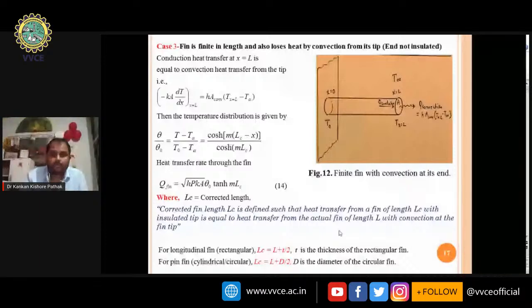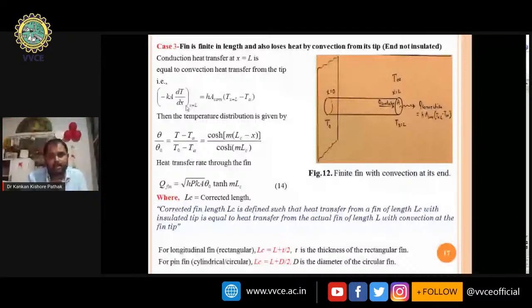However, if the fin is finite in length, definitely there will be some heat loss, and it loses heat by convection; the tip is not insulated. In such a situation, we have to account for convection heat transfer at the tip. Finally, Fourier's law of heat conduction is equal to Newton's law of cooling, so at the tip the conduction will equal the convection.